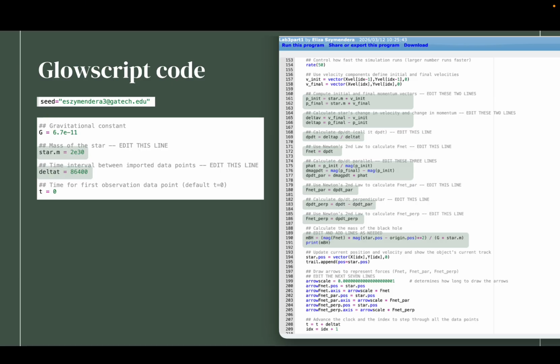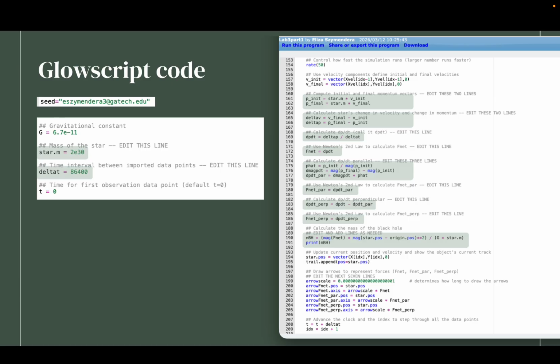I found d magnitude of p dt by finding the difference between the magnitude of the final position vector and the initial position vector. Finally, I found the parallel component of dB dt by multiplying these two values together. This is also equal to F-net's parallel component. Moving on to the perpendicular component, I subtracted the parallel component from dB dt. This is again equal to F-net's perpendicular component.